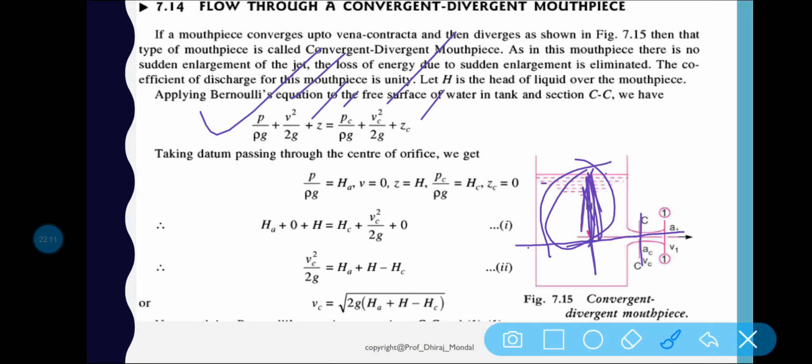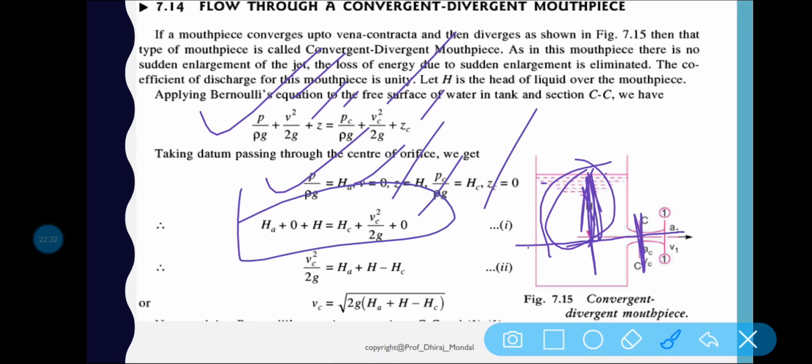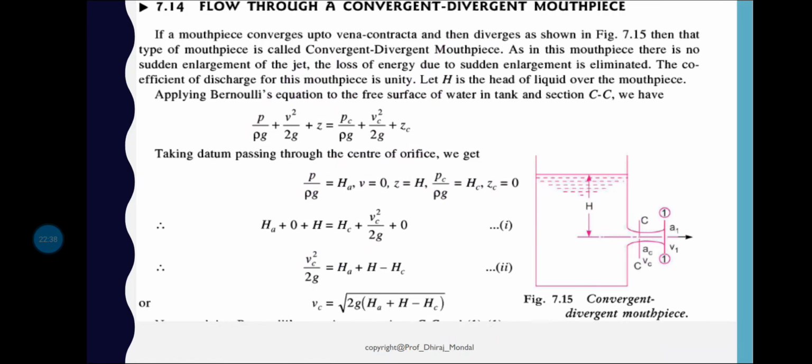So I am taking Bernoulli's equation between the free surface of the water tank and the coefficient of contraction position CC. P by rho g is equal to HA, V is equal to 0, Z is equal to H, PC by rho g is equal to HC, ZC is equal to 0. Can I write this? Okay. Now put all the values and you will get VC equal to this. This equation we get from this mathematical expression.